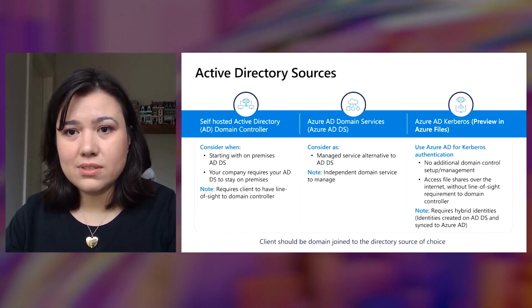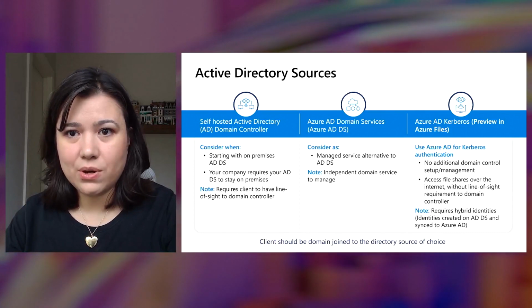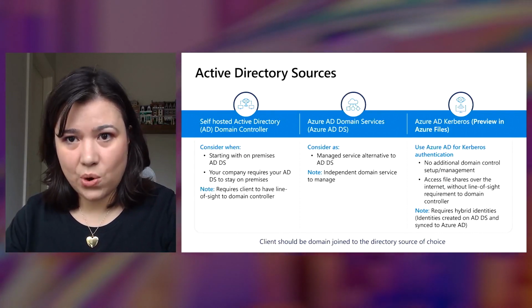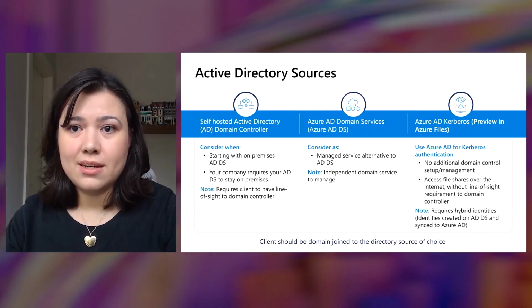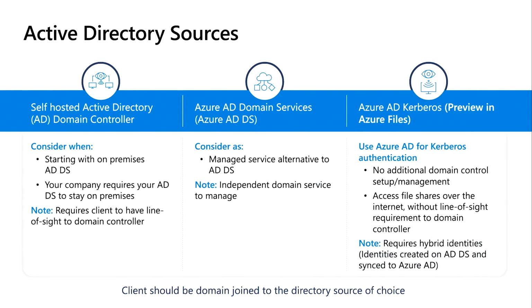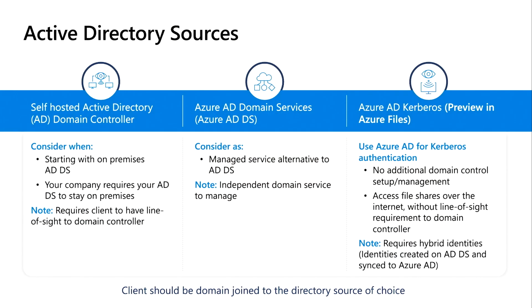So for self-hosted, it's essentially you set up your Active Directory on a VM you own and you self-manage it. The note here is that the client you mount your file share from has to have line of sight to the domain controller. For Azure Active Directory Domain Services, it is a managed service alternative to your self-hosted Active Directory Domain Service. Azure Active Directory Kerberos allows Kerberos authentication on your Azure Active Directory.